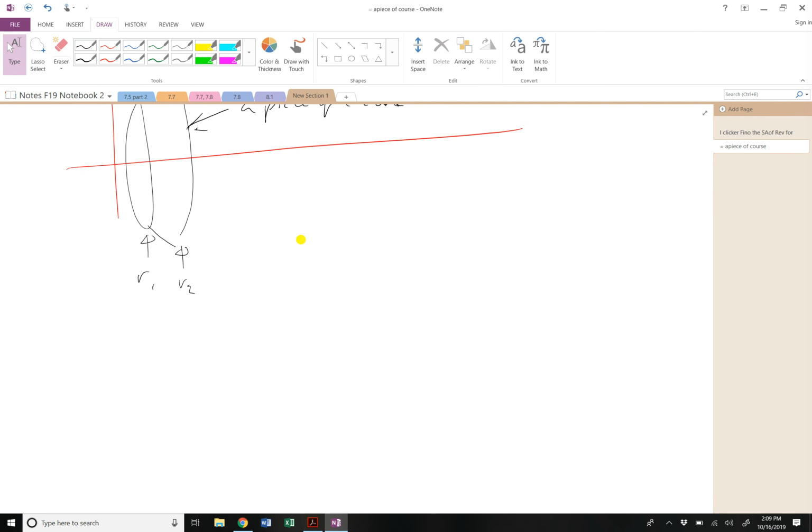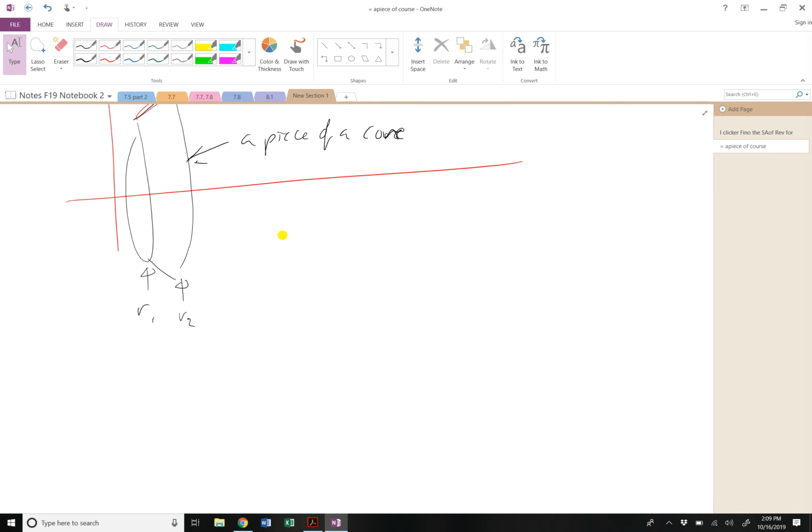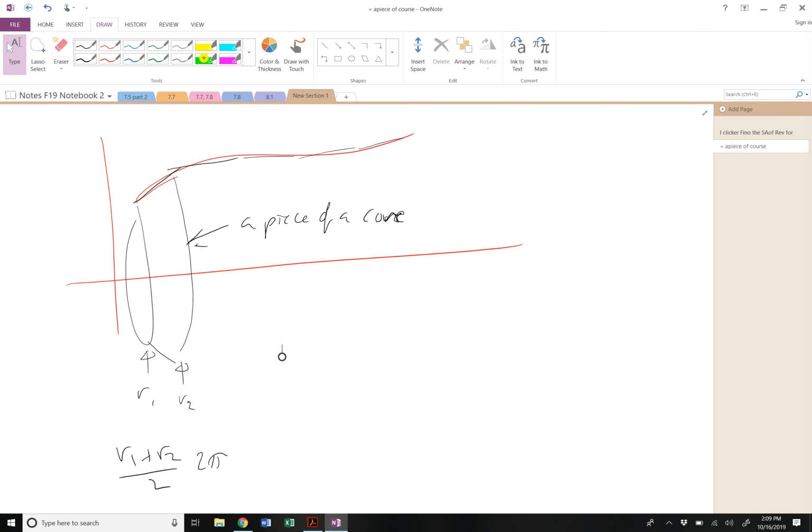The book derives it for you, and it says if you average those two, and then you multiply by 2 pi, and then multiply by this length here, let's call that, they call that L. So this is the yellow part, that yellow length. Then we get that surface area.